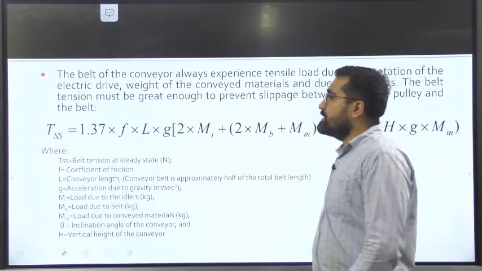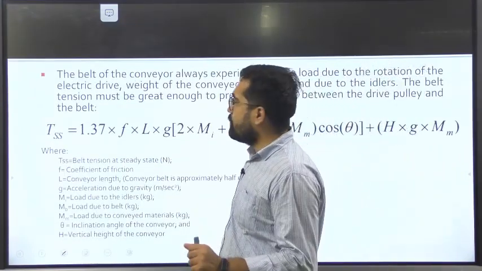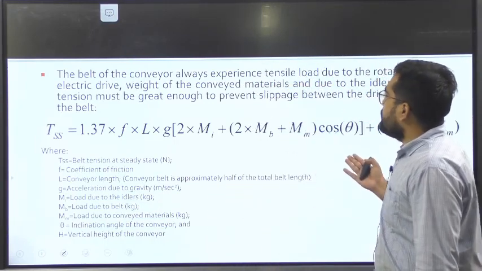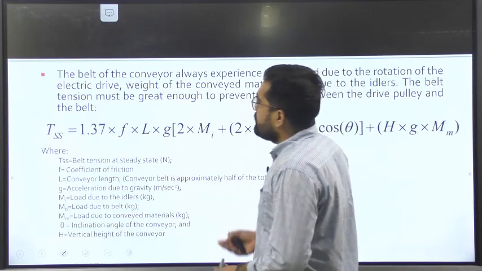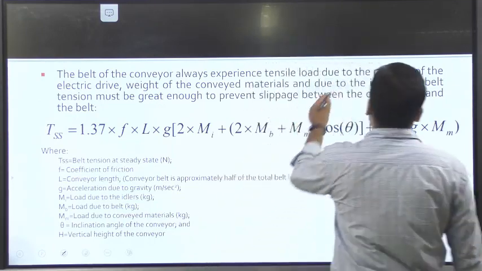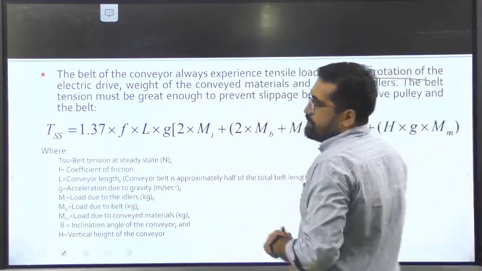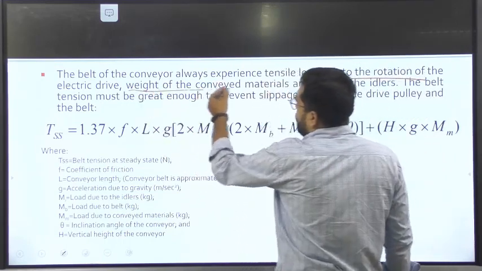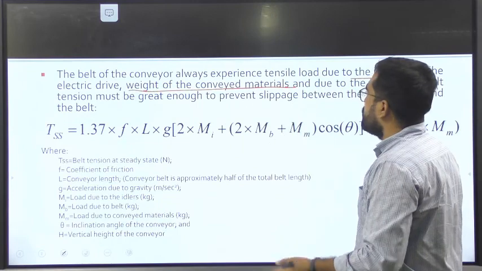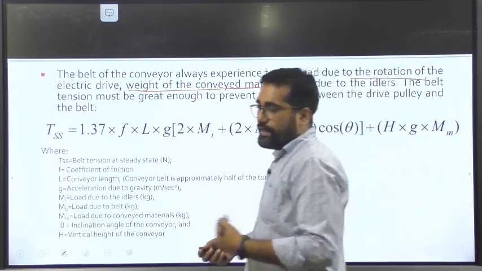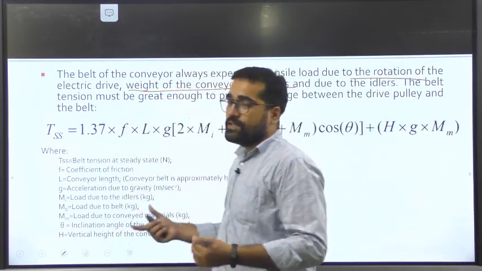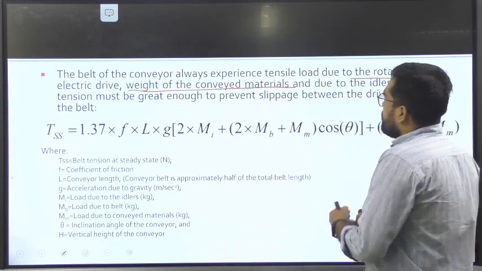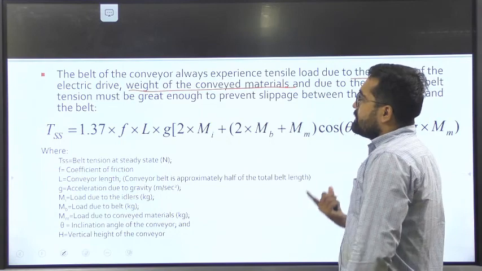After that we will find out the tension in the pulley or tension in the belt. Tension in a belt conveyor is due to the rotational motion of the motor, plus the weight of the conveyed material, which, because of idlers, causes the tension. So two things, first motion, then the weight, cause the tension in the belt. Okay, so what is the formula for tension?